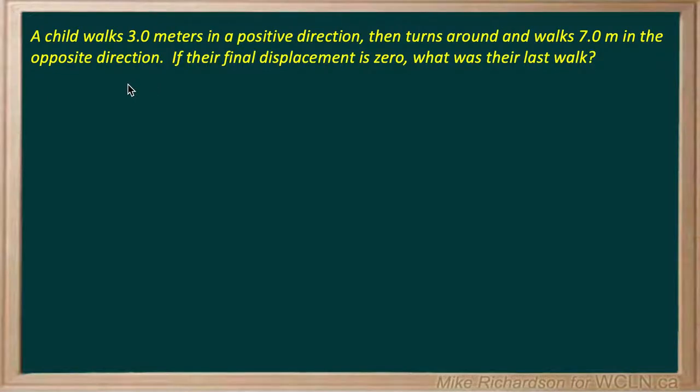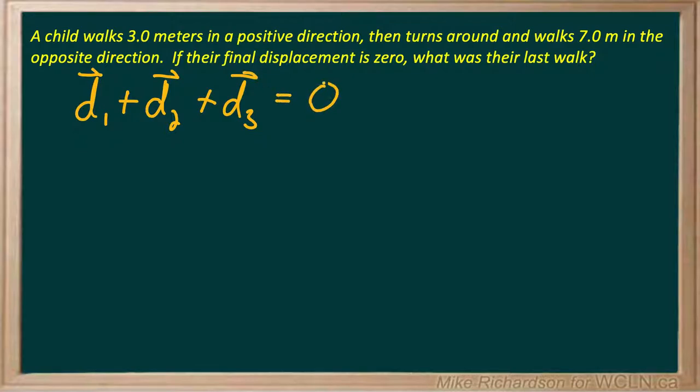Upon reading this question, we see that there's 3 different displacements that the child must walk to get back home. The final displacement is 0, so they need to get back to where they started from. If we call the first 3-meter walk, which was in a positive direction, D1, then what we're saying is the first displacement, D1, which is a vector, so I'll put a little arrow above it, plus the second displacement, D2, which happens to be 7 meters in the opposite direction, plus some unknown vector, which we're going to call D3. All 3 of those displacements have to add to 0.